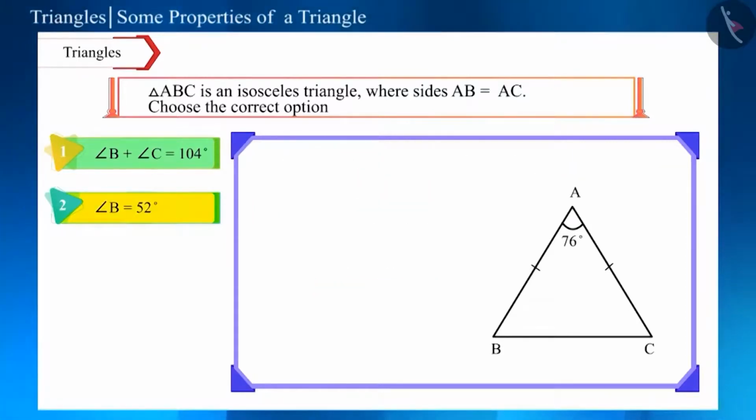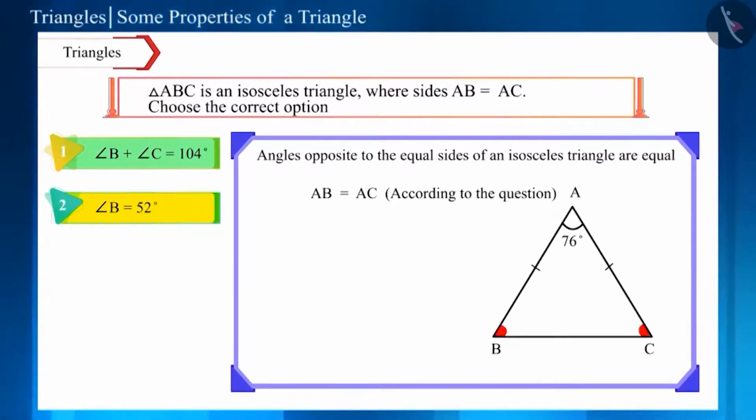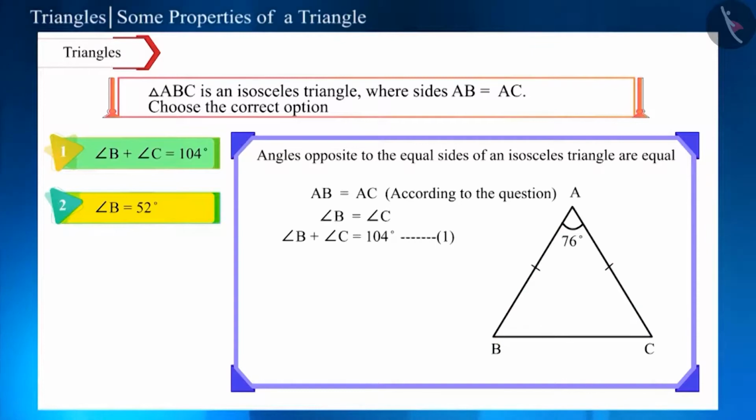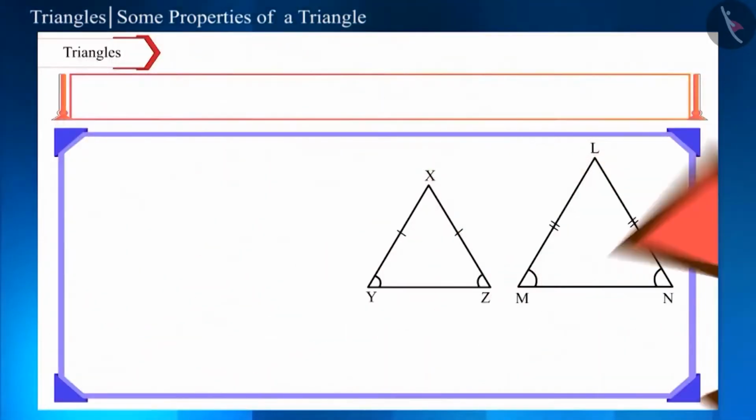Now look at the second option. Angle B is given to be 52 degrees. And we know that angles opposite to equal sides in an isosceles triangle are equal. By looking at the figure, we can see that angles B and C are both opposite to the equal sides, and hence they will be equal. This means we can replace angle C by angle B, and this way we get the measure of angle B as 52 degrees. That is why this option is also correct.